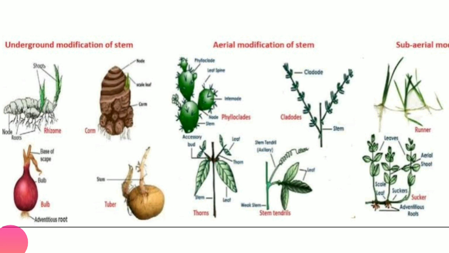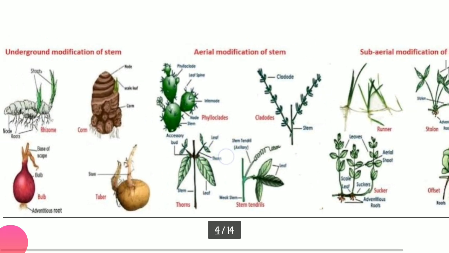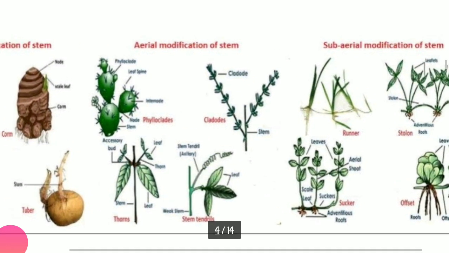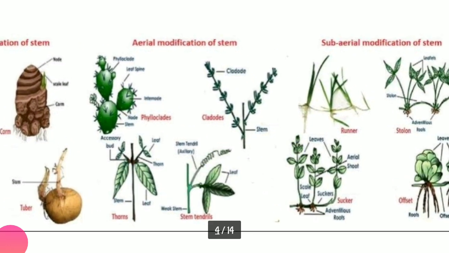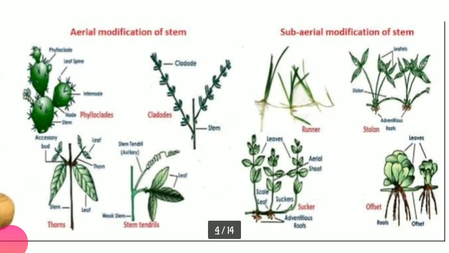You can see here, this is ginger. Okay, sorry, not ginger. Yes, it is an onion, and it is the aerial modification. You can see phylloclade, I have discussed it right now. Phylloclade, cladodes, thorns and stem tendrils are examples of aerial modification. And subaerial modifications are also very important. Here you can see the offset, suckers, runners and stolon. Okay, these are examples of subaerial modification. Now you have to understand all these.